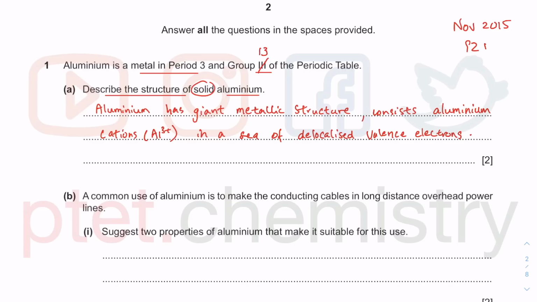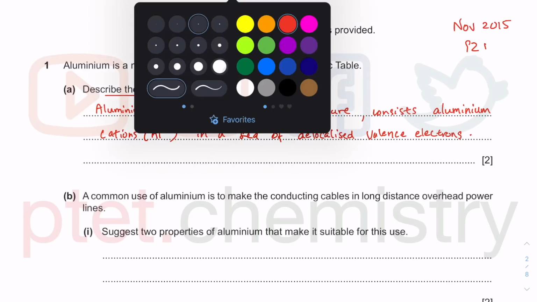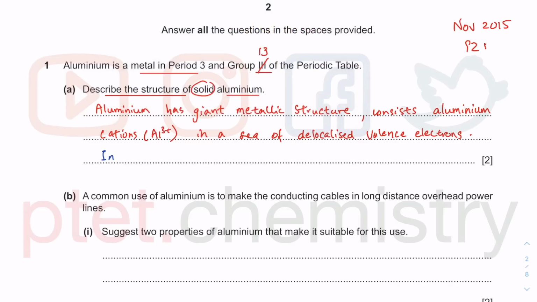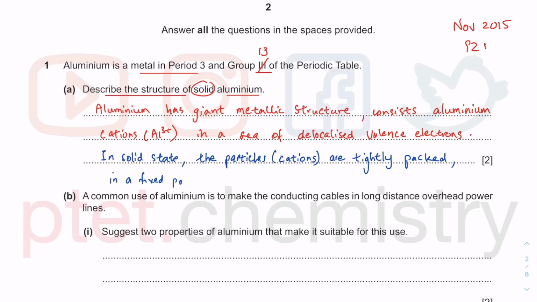What else can I say? I think the idea of solid there is that I have to talk about solid particles as well. So in the solid state, the particles, in this case the ions, the cations, are arranged in layered structures. They are tightly packed. So this is a little bit of states of matter as well. We just don't want to lose any mark at all. They are tightly packed in a fixed position, so they are not free to move at all.